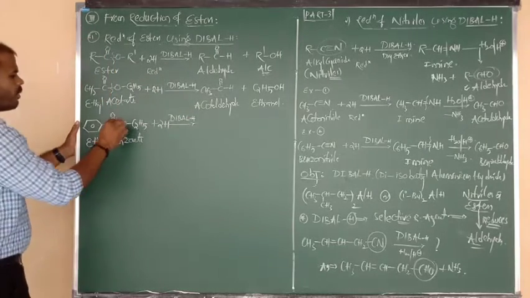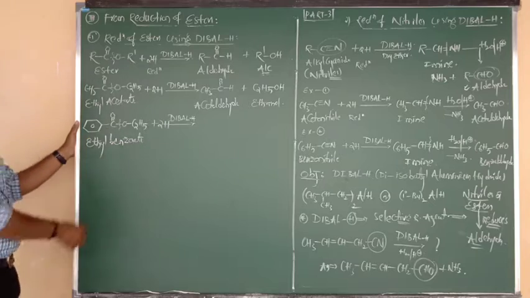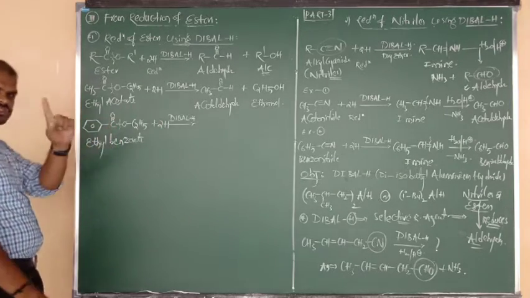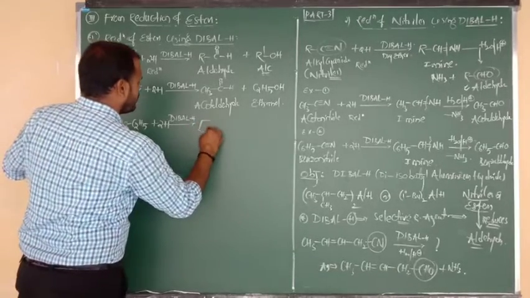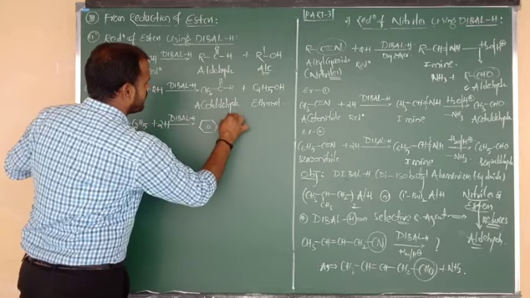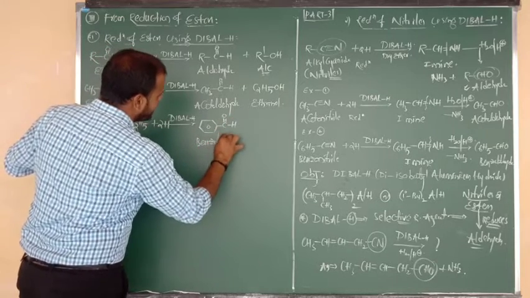Bond breaking takes place between carbon and oxygen. One of the hydrogens is given to C. Nothing but benzene bonded to C double bond O undergoes reduction by H. Benzene bonded to what? C double bond O and this is H. What is the name of this compound? Benzaldehyde.